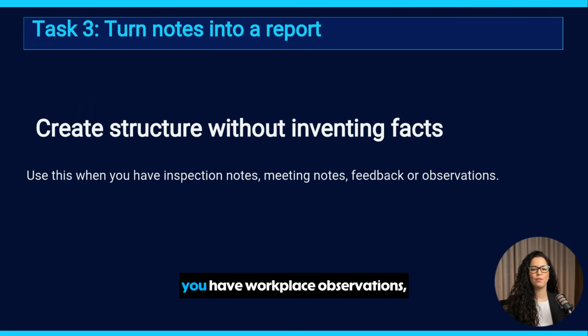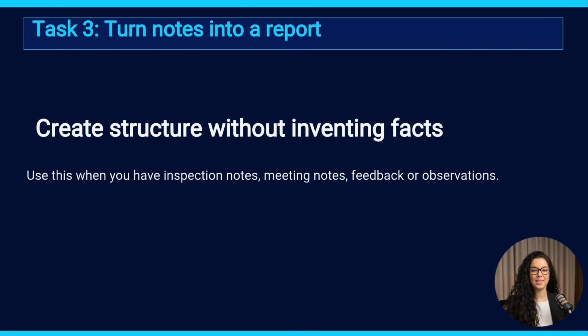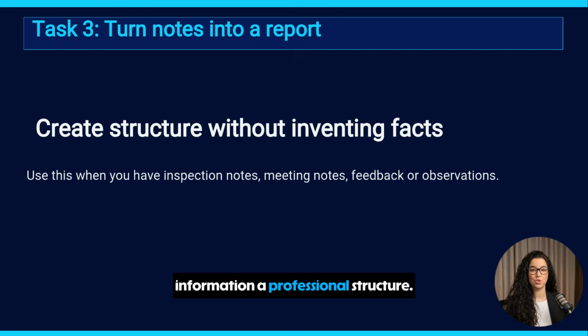The third task is turning rough notes into a structured report. This is useful when you have workplace observations, inspection notes, customer feedback, or meeting notes. Instead of spending a long time organizing the information, paste the notes into ChatGPT and ask for a short workplace report with an executive summary, findings, risks, recommendations, and next steps. This gives your rough information a professional structure.